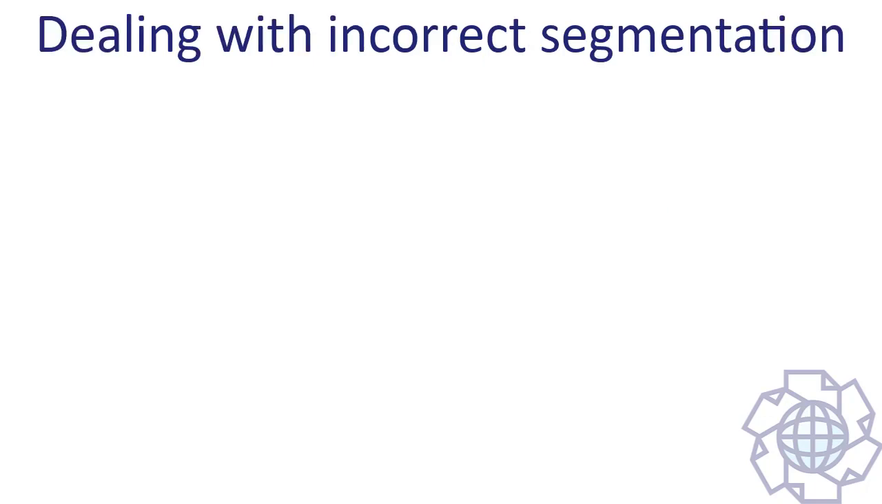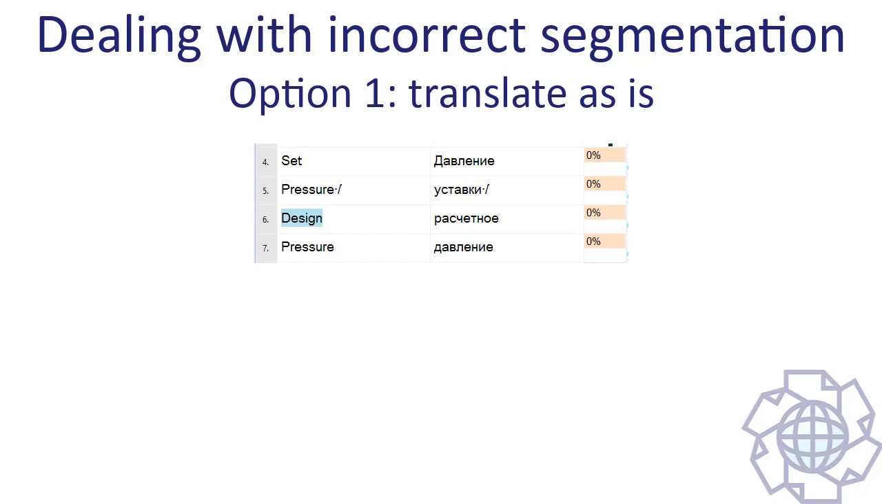Then they have two choices. One is to translate these segments as they are. This is not a good idea because when you confirm such segments into your translation memory, they will be useless for future translations. Sometimes these piecemeal translations can be even harmful if they are offered as a translation match for a complete segment and you accidentally confirm it.